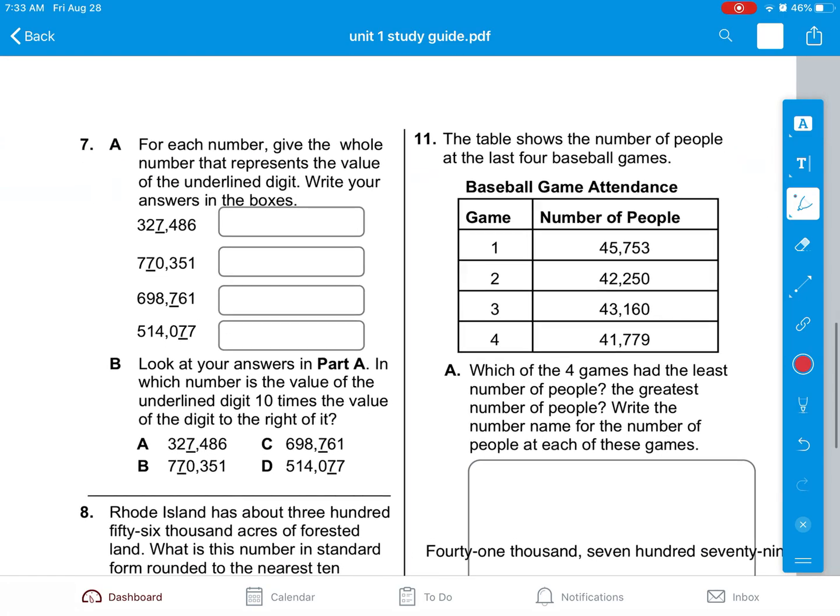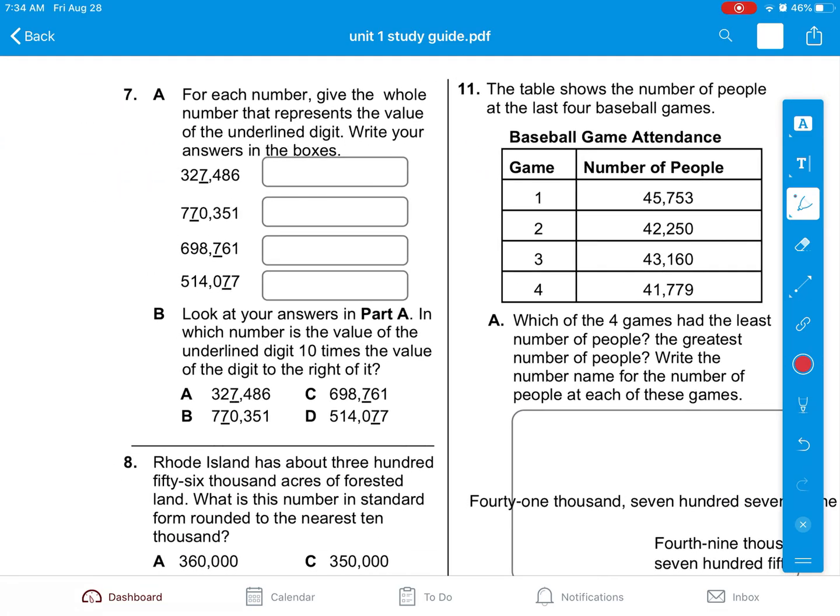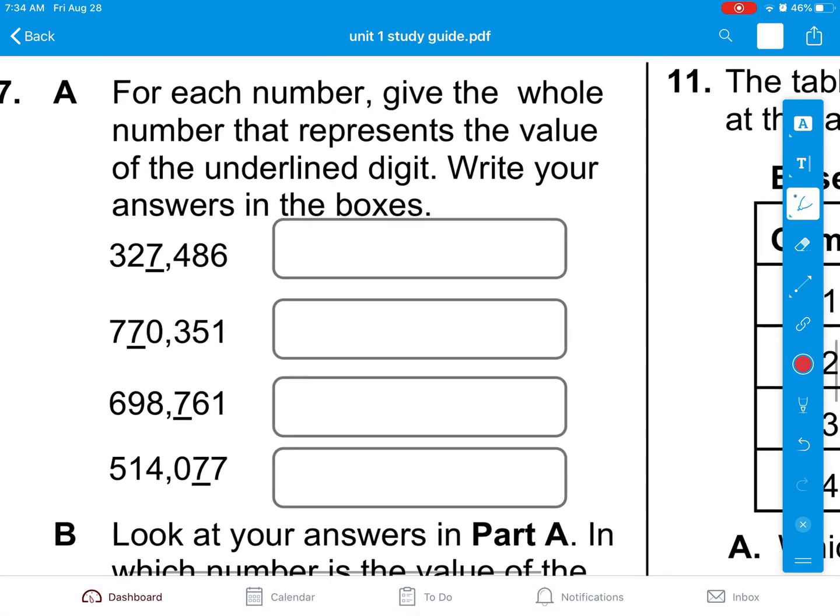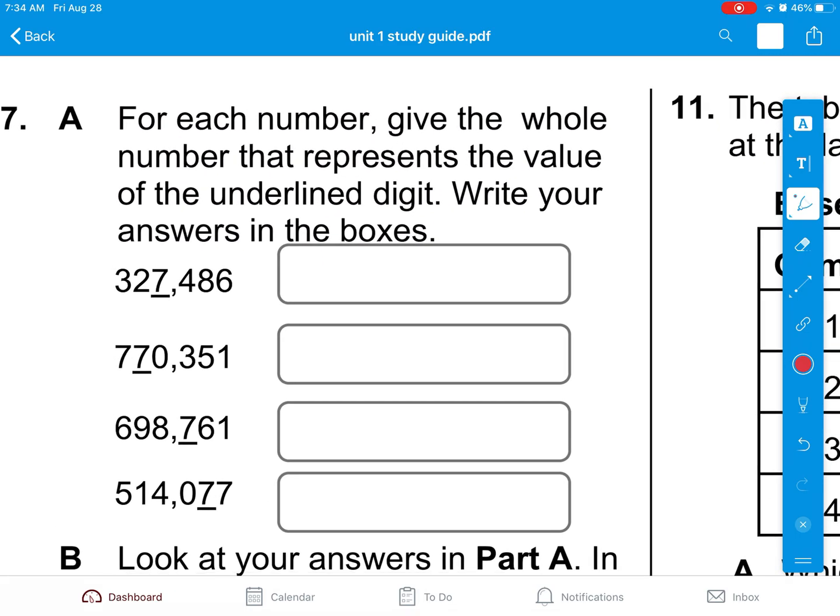Okay, second page. I got a few more. For each number, give the whole number that represents the value of the underlined digit. Write your answers in the boxes. So that means look at what place value is underlined and write down how much it's worth. It's just making it a little wordier.